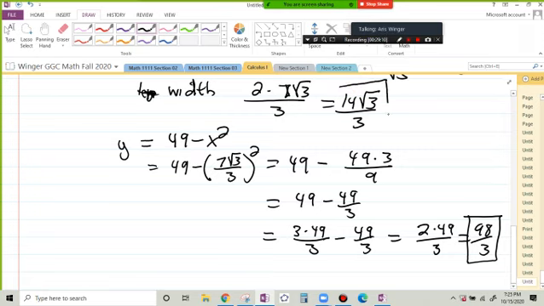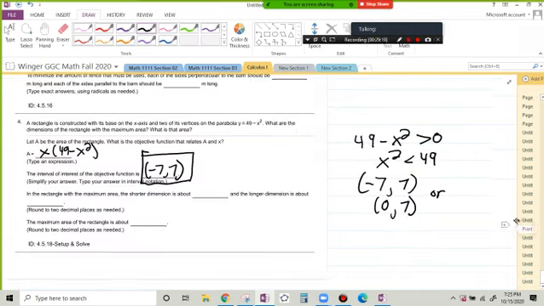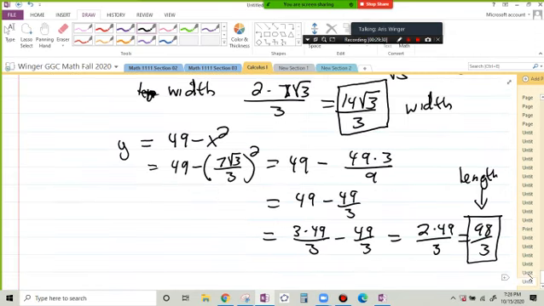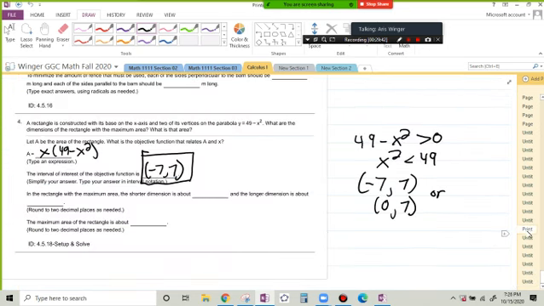So here's the x dimension, here's the width, and here's the length. Let's see how we're about to put this in. In the rectangle, the maximum area, the shorter dimension is, all right, we need to see which one's actually shorter. It may be obvious. 98 over 3 is longer, so the shorter one is 14 square root of 3 over 3. How are they wanting us to put this in?